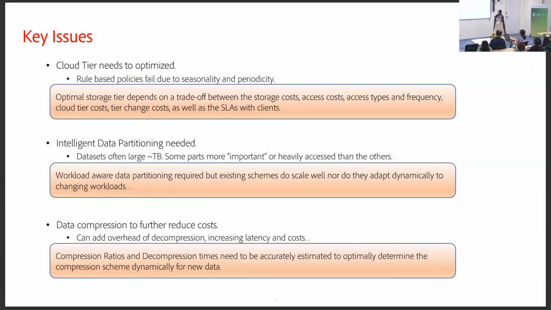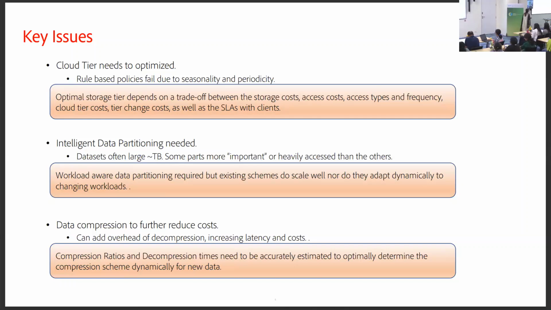One is the cloud tier where you want to store the data. That has to be optimized. And rule-based policies often fail because there can be certain seasonality or periodicity in your data access. So if you just have a rule that if my data is not accessed for 30 days, let me push it to the cool tier, what if your data is accessed every 3 months for, say, a quarterly review? Then you are continuously thrashing the data between the cool and the hot tier and paying actually much more.